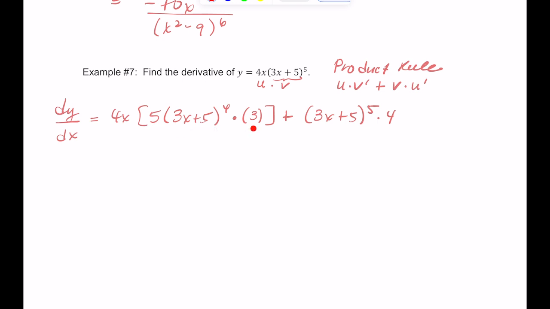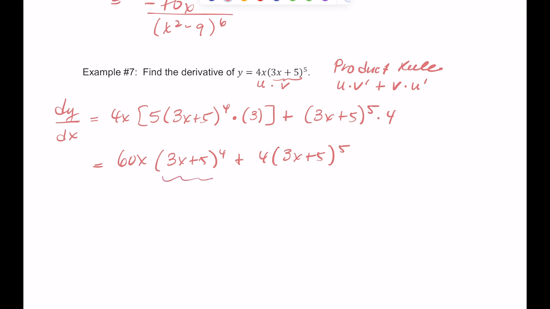Okay, which is what I did here. So now this is just a matter of moving some stuff around. So let's see. I can multiply 4 times 5, which is 20, times 3. So that's going to give me 60x on this side times (3x plus 5) to the fourth. And then I have plus 4 times (3x plus 5) to the fifth.